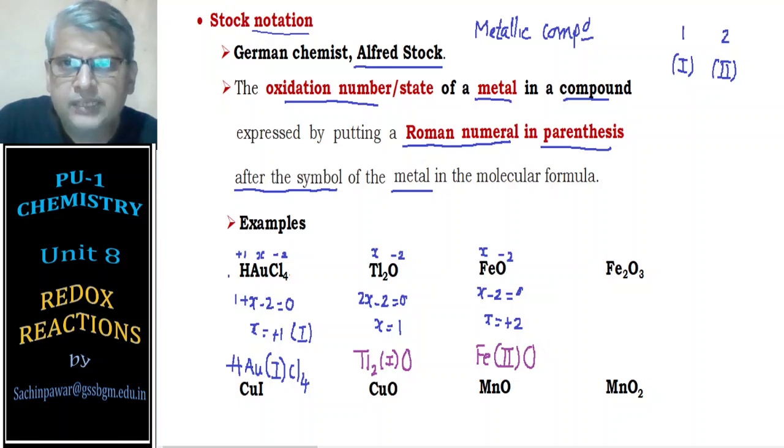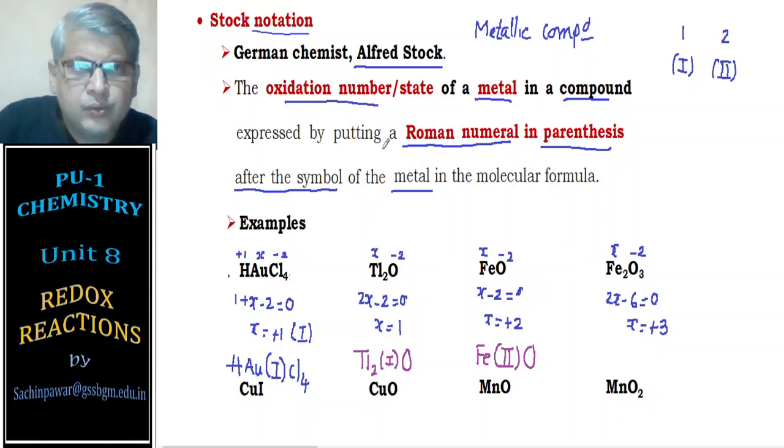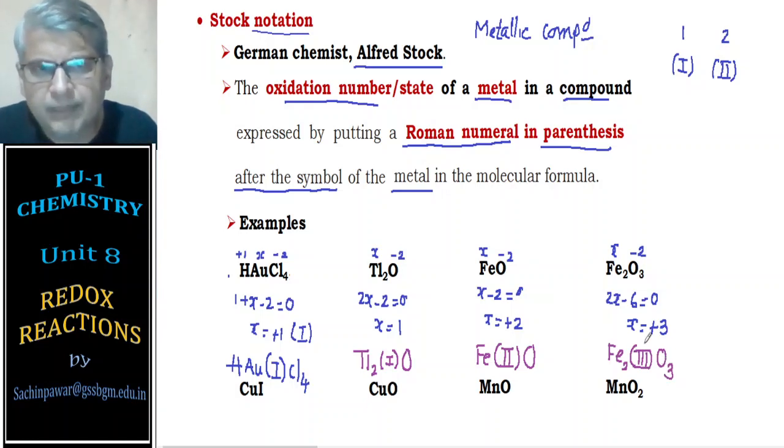If I have to go for one more example, let me go for the last example, and then the remaining ones you can try at home. Oxygen is -2, this is X. So 2X minus 2 into 3, that is 6, is equal to 0. So X is equal to +3. Check out. So I can write the stock notation for this. Stock notation for this would be Fe2, Roman numeral 3, O3. This is the stock notation. I hope this point is clear. This completes the stock notation.